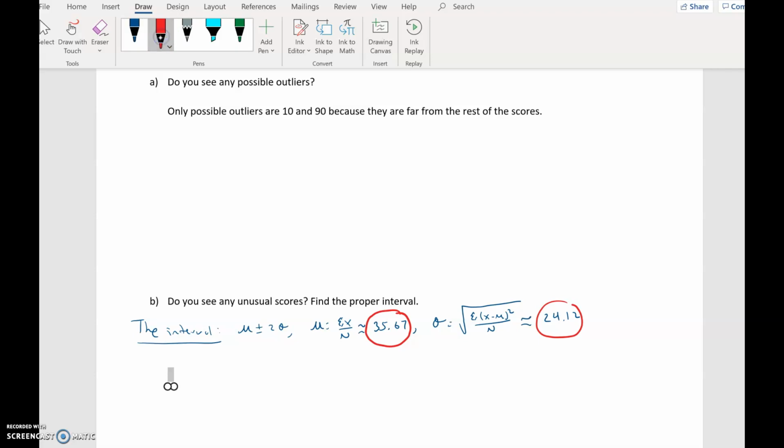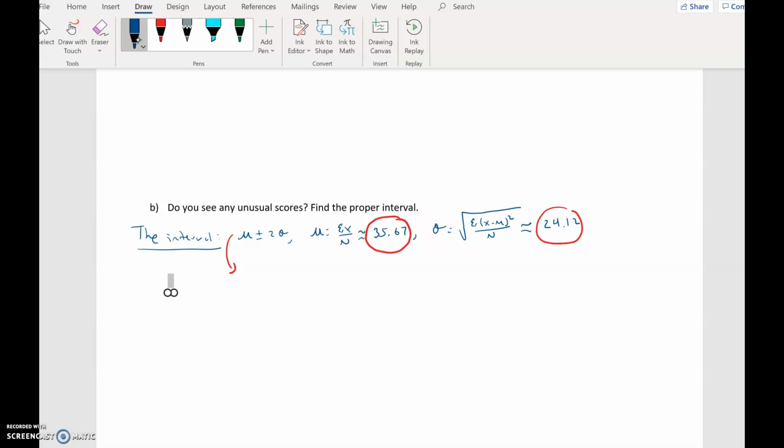Now, for the actual interval, we're just going to be plugging in those values. So it'll be 35.67 plus or minus 2 times the 24.12, which is actually going to give us the following interval. So please evaluate, and I'm just going to write it as mu minus 2 sigma and mu plus 2 sigma. So take a second and punch it in.